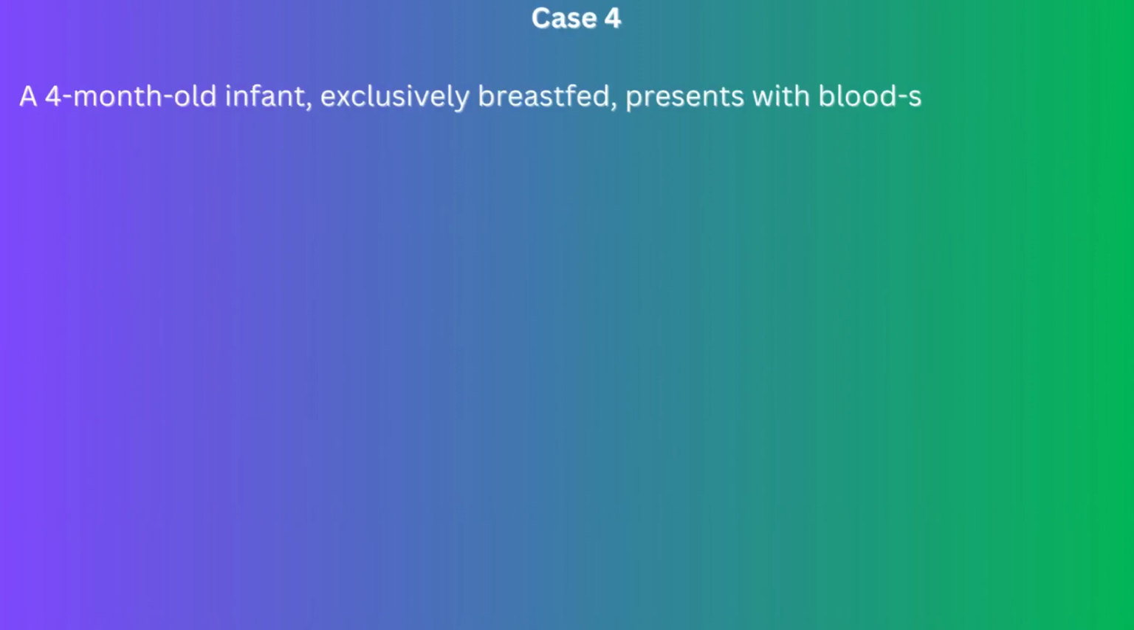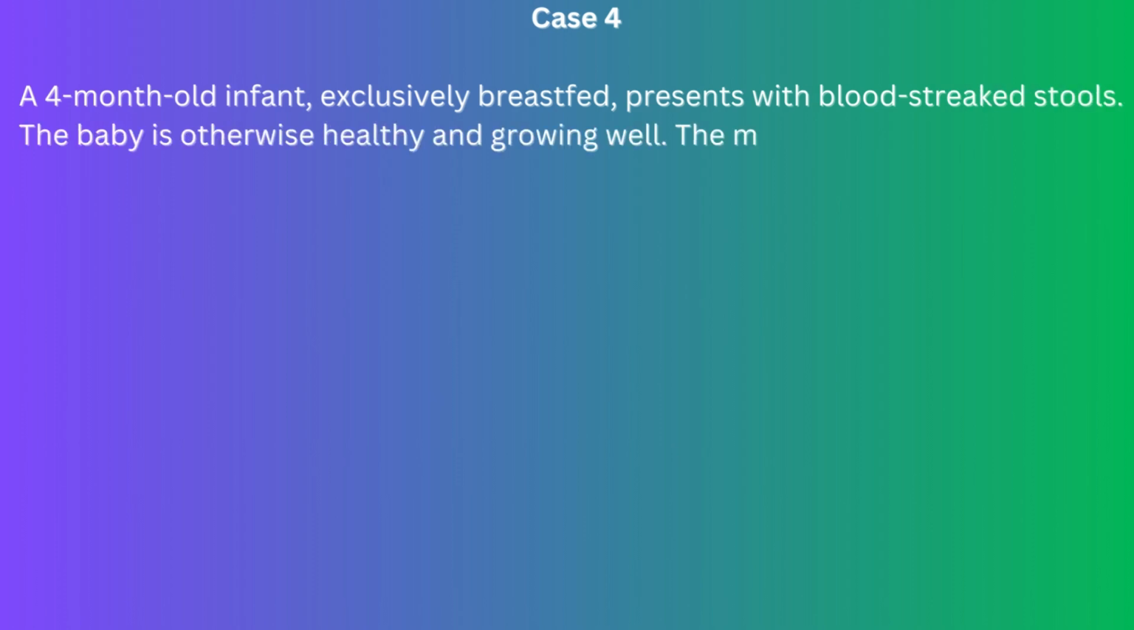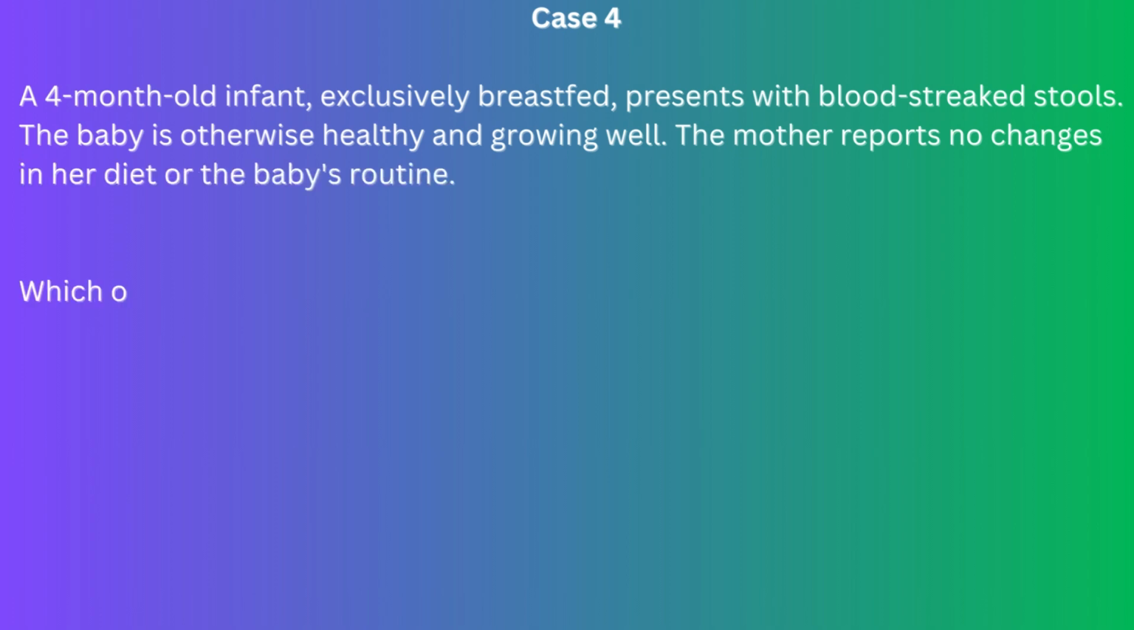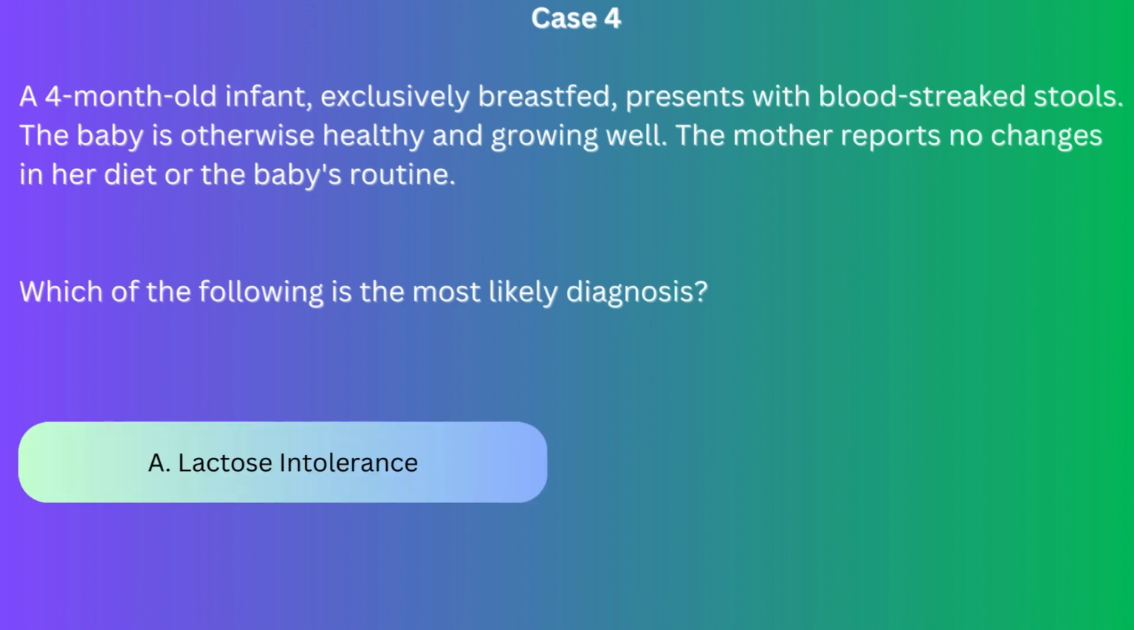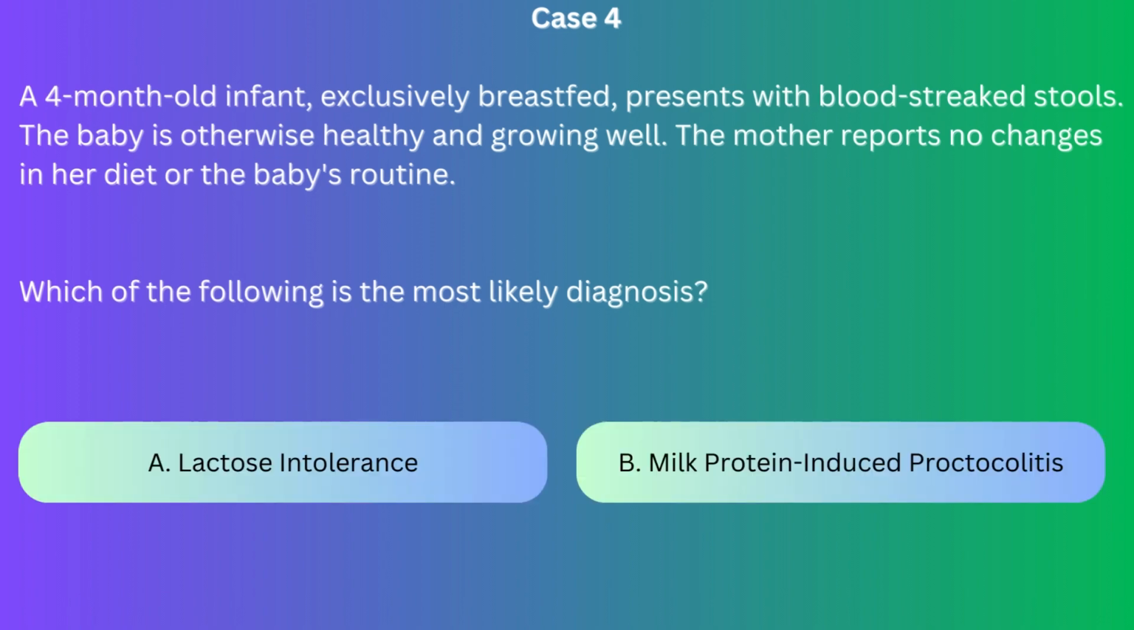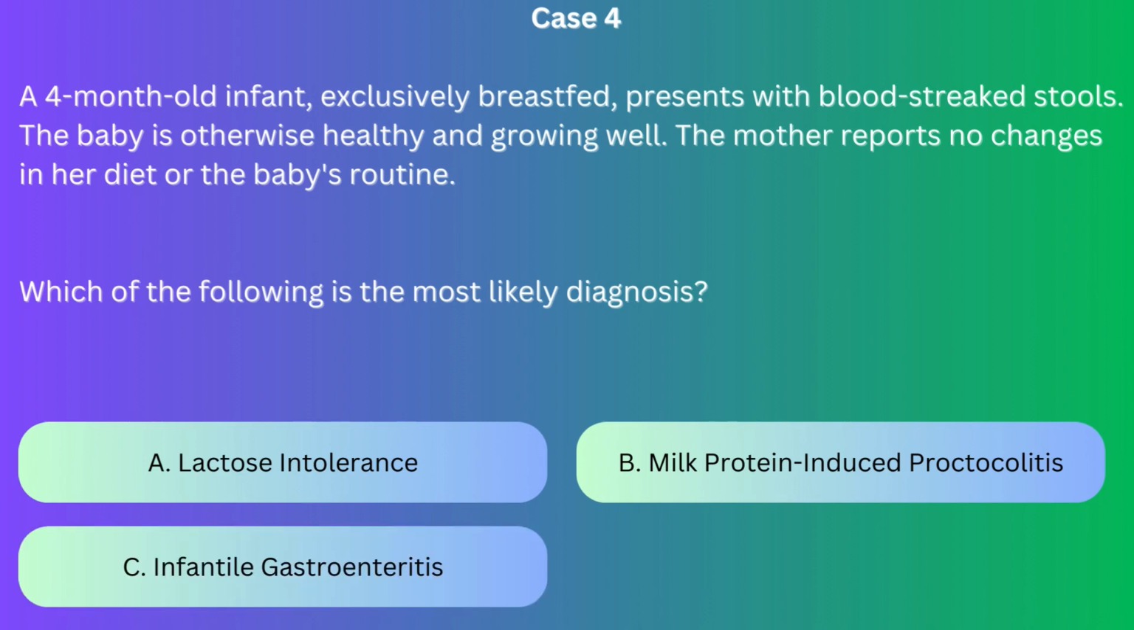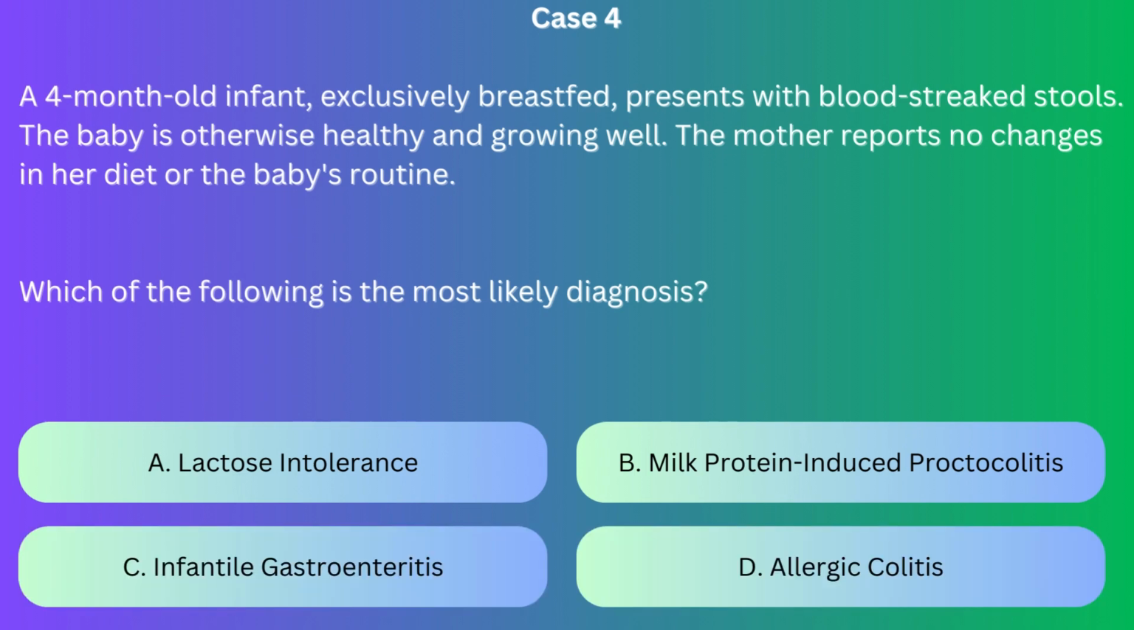Case number 4. A 4-month-old infant, exclusively breastfed, presents with blood-streaked stools. The baby is otherwise healthy and growing well. The mother reports no changes in her diet or the baby's routine. Which of the following is the most likely diagnosis? A. Lactose intolerance. B. Milk protein-induced proctocolitis. C. Infantile gastroenteritis. D. Allergic colitis. The correct answer is B.